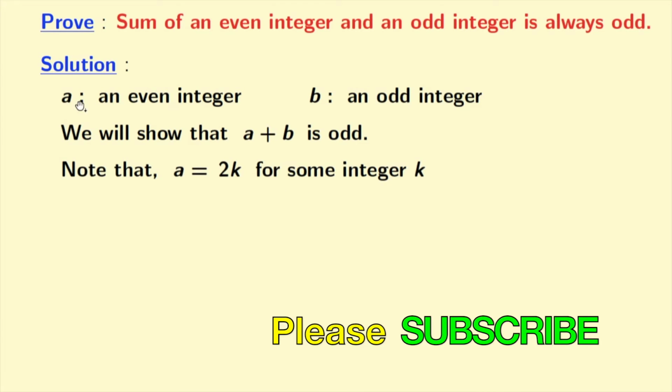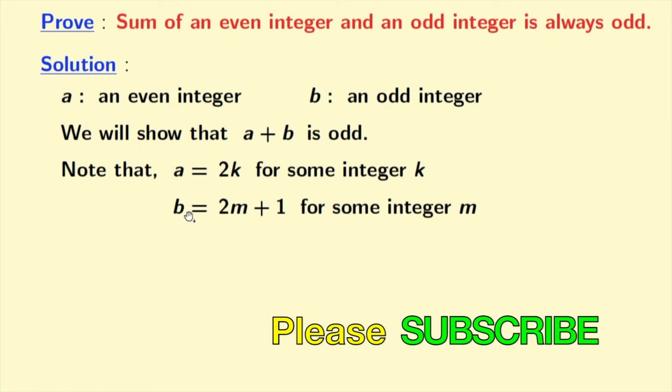As a is an even integer, it will be divisible by 2. That is, it will be a multiple of 2. So we can write it as a equal to 2k for some integer k. And again, note that b is an odd integer, so it will not be divisible by 2. So we can write b equal to 2m plus 1 for some integer m.